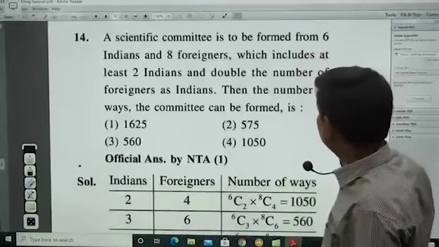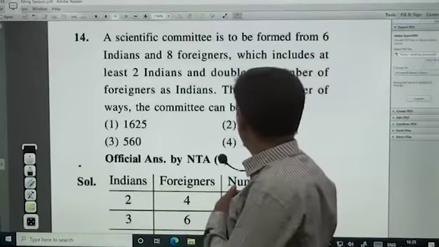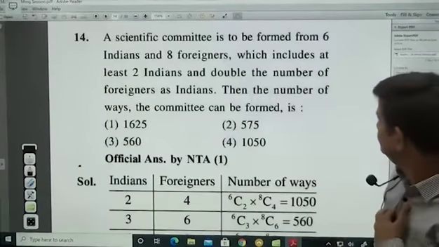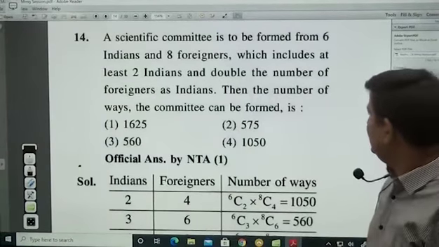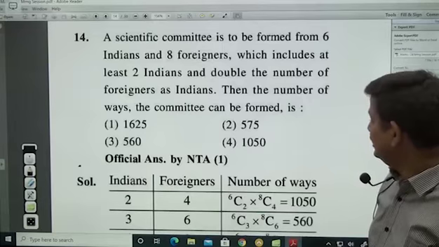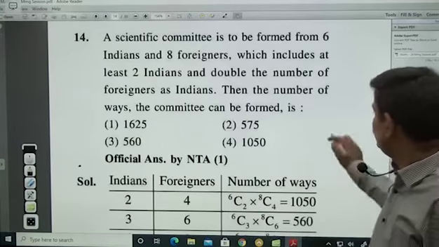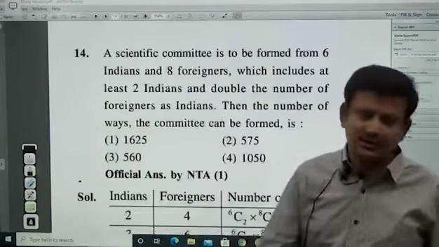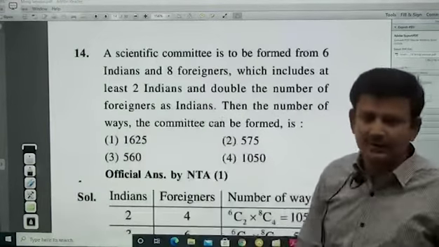A scientific committee is to be formed from 6 Indians and 8 foreigners, which includes at least 2 Indians and double the number of foreigners as Indians. Then the number of ways the committee can be formed. So at least 2 Indians means simple counting. In such problems it is best to tabulate it. Write down a table while taking the cases.